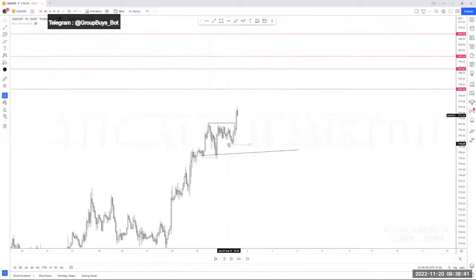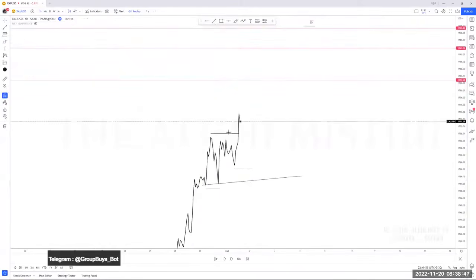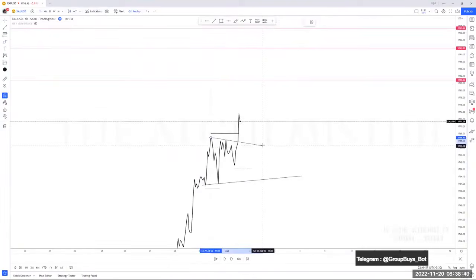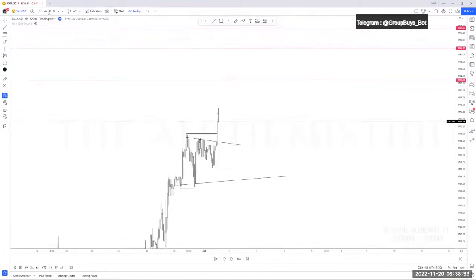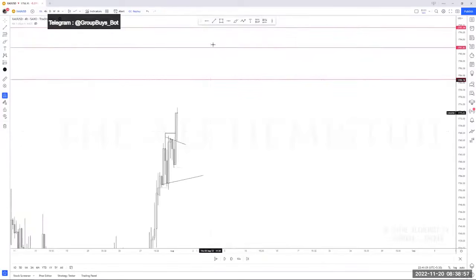Everything is set. We have this liquidity in here, we have this in here, and we can even see this one right here. Break and retest trend line. Can you see it? We had a break and retest trend line. You'll have to train your eyes. Let's go to the 4-hour time frame.